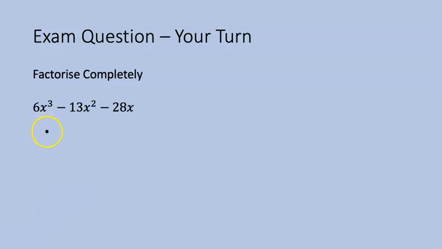Okay, now we're going to go through how you do it. So first I'm going to take out this common factor of x. So x is going to go on the outside here. 6x cubed divided by x is 6x squared. Minus 13x squared divided by x gives me minus 13x. And minus 28x divided by x is minus 28. That's the first part done.